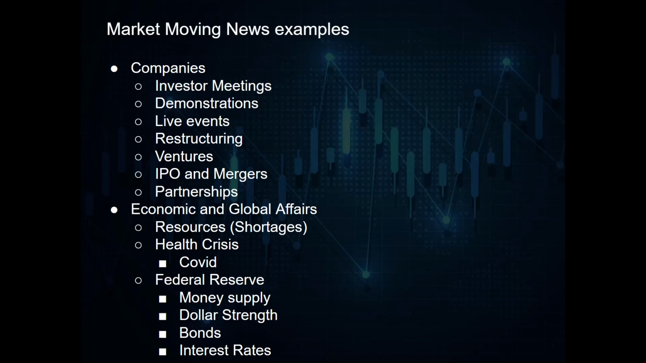Some things to look at on the economic and global affairs side: anytime there are resource shortages, and the biggest case we've had is the health crisis with COVID-19. Any release of any variants, any news surrounding the vaccine and its effectiveness against the various COVID variants, sorry. And then anything with the Federal Reserve. Always be on the lookout when Jay Powell speaks. Jerome Powell is the Federal Reserve Chairman, and there is definitely increased volatility whenever there are Federal Reserve meetings. So analyze the money supply, the dollar strength, bonds, and interest rates, because these do affect investor sentiment.